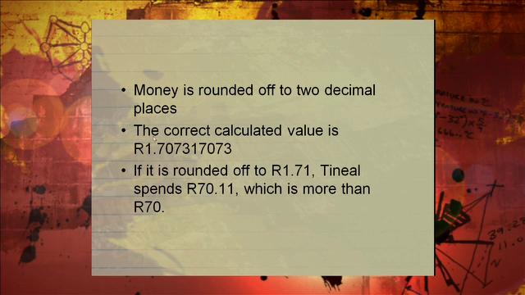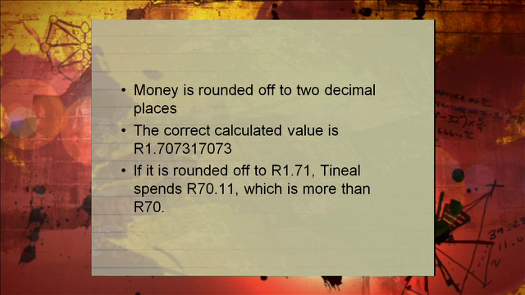Now, the correct calculated value for Tinil is 1.70731. Good. But surely, look guys, you cannot just give us like 1.70731, talking of money. Look at the decimals that we have here. So many decimals there. What we should do, if it is rounded off to 1.71, Tinil spends 70 rand 11 cents. It's a problem, which is more than 70 rand.